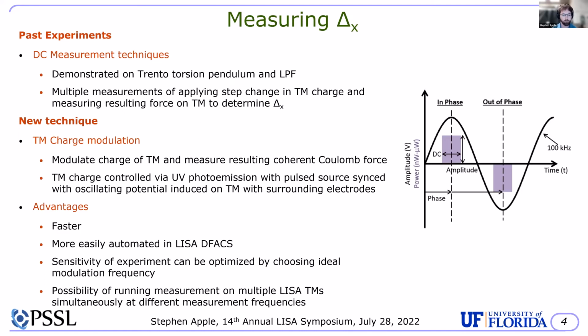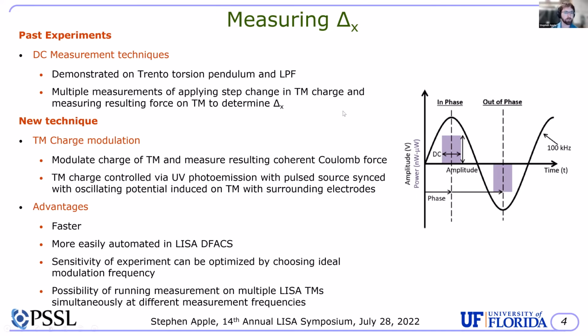And one method of measuring delta X that's been demonstrated both on the University of Trento torsion pendulum and on LISA Pathfinder was a DC method in which UV light was shined at the test mass or electrode housing surfaces to produce step changes in the test mass charge and measure the resulting force on the test mass.